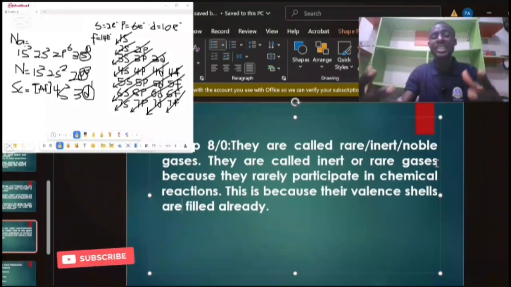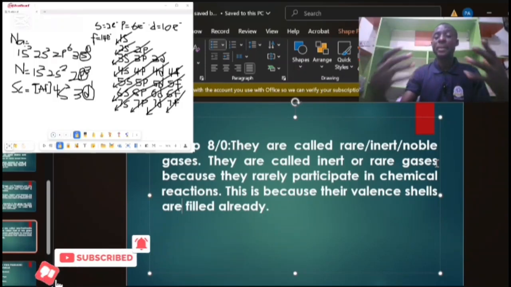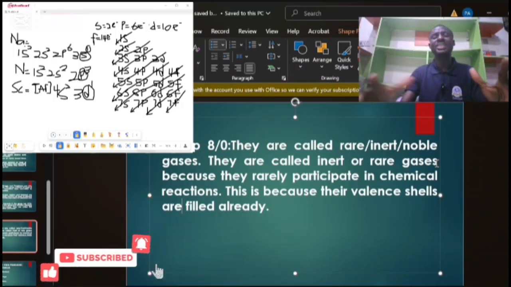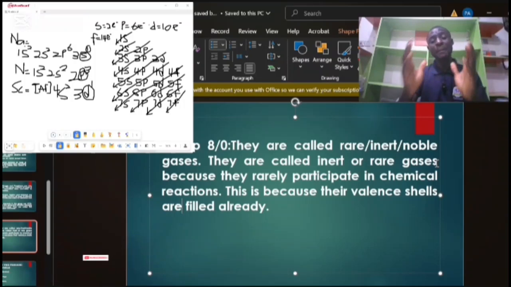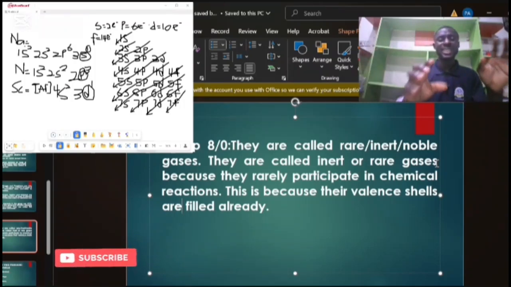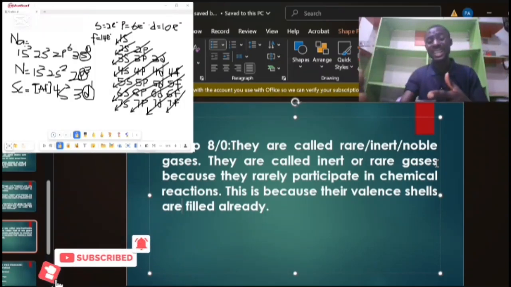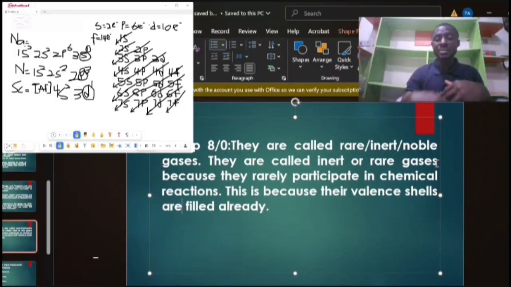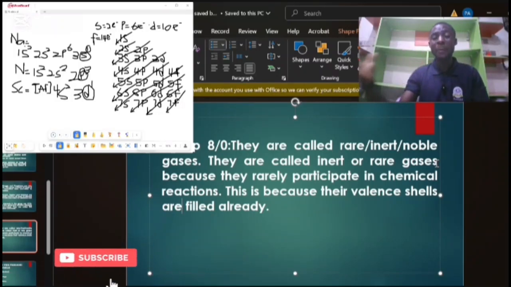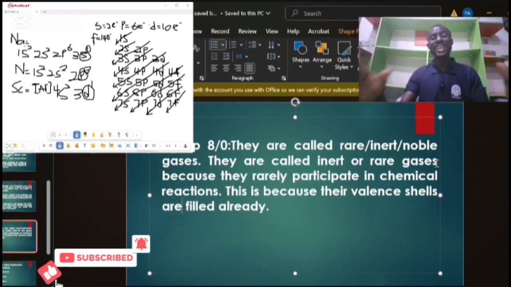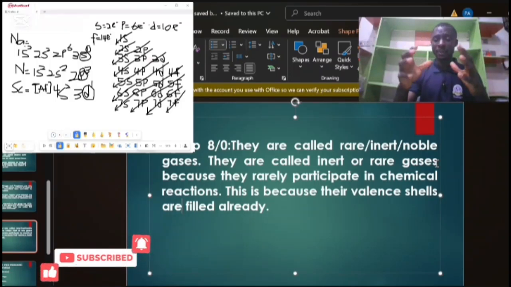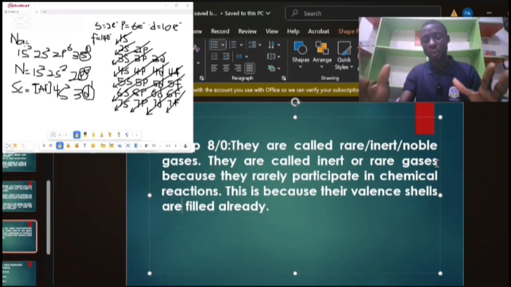We know from our basic chemical concepts that before an element can participate in a chemical reaction, that element has an incomplete valence shell, and it is because they want to have their valence electrons completely filled that elements participate in chemical reactions.